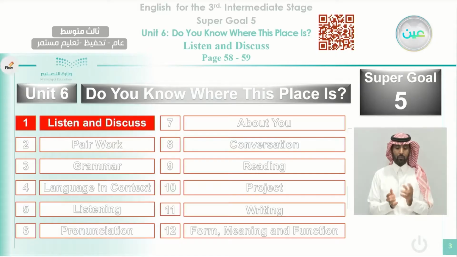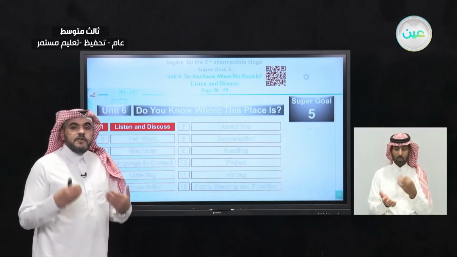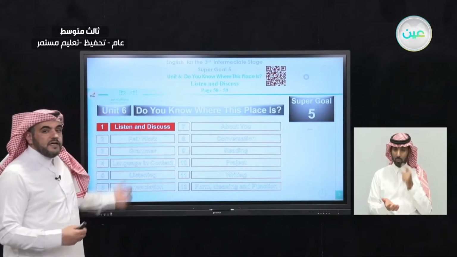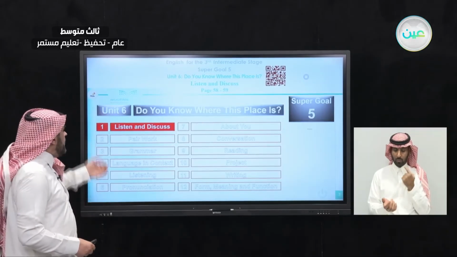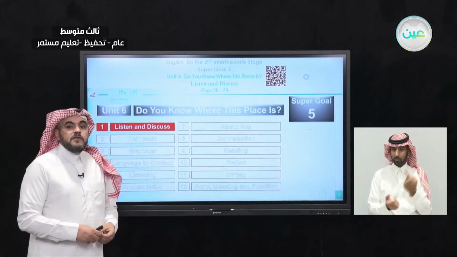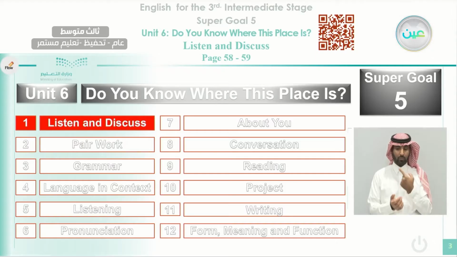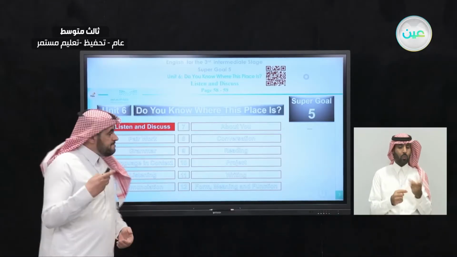Okay, we are at the first step in a new unit. We are starting a new unit, as you can see here, Unit 6. And this unit is under the title, Do you know where this place is? The main theme of this unit is going to be discussed in the first section. As you can see, section number 1, listen and discuss. Okay, so we'll talk about some new places that you will recognize maybe for the first time. You will know some pieces of information about these places.